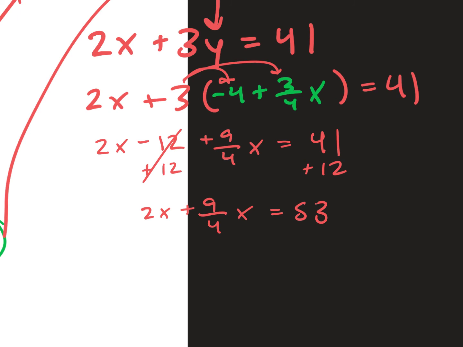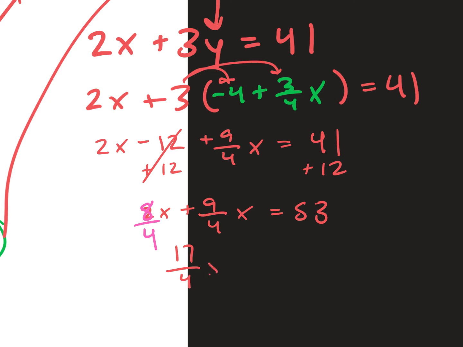What's next? I'm going to combine like terms, and I need a common denominator. So my common denominator is going to be 4 to add 2x plus 9 over 4x. So I need my denominator to be 4. So I'm going to make this 8 over 4x. So I just multiplied the top and the bottom here by 4. So now I can add these together.